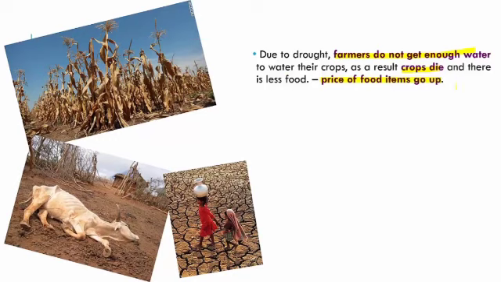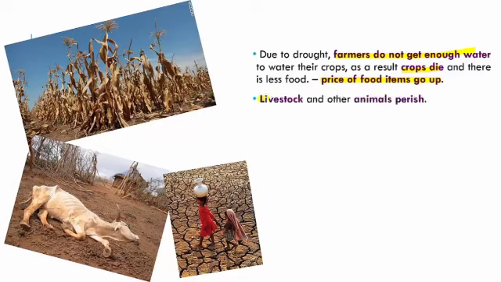Now, at times like this, there are some people who take advantage of the situation. They hide the grains that are already there, they wait for the prices to go up, and then they release them so that they can make more money. So, there are some people who even take advantage of certain natural calamities.